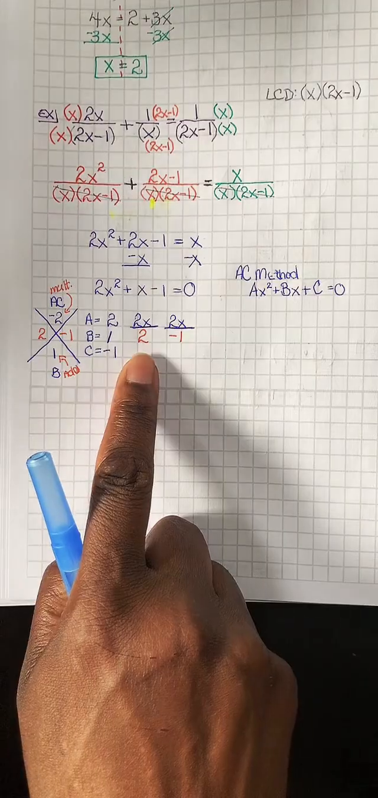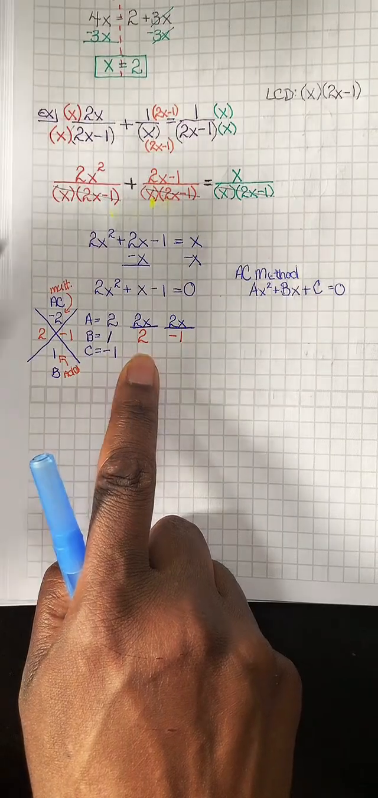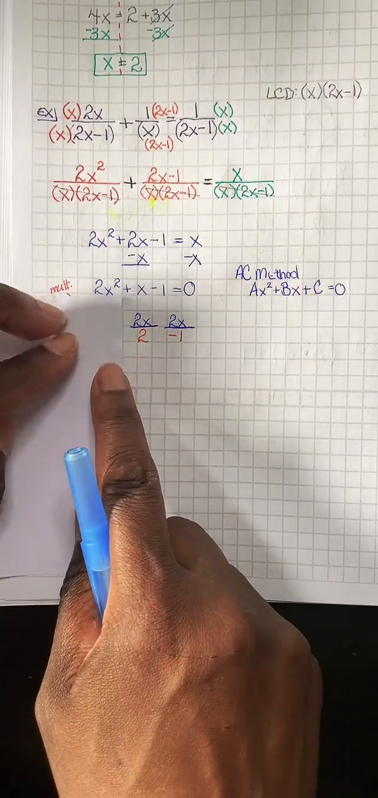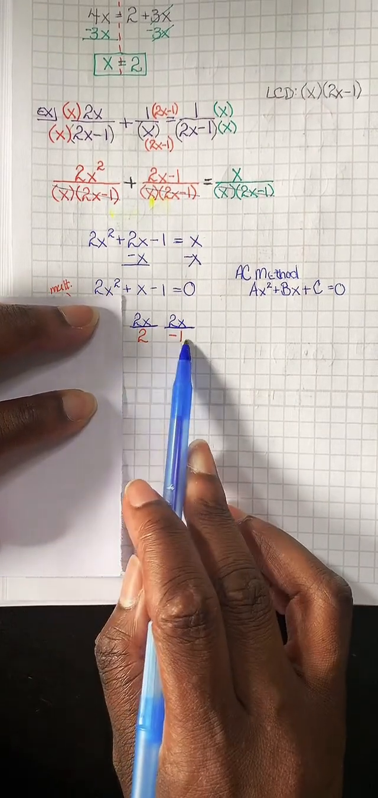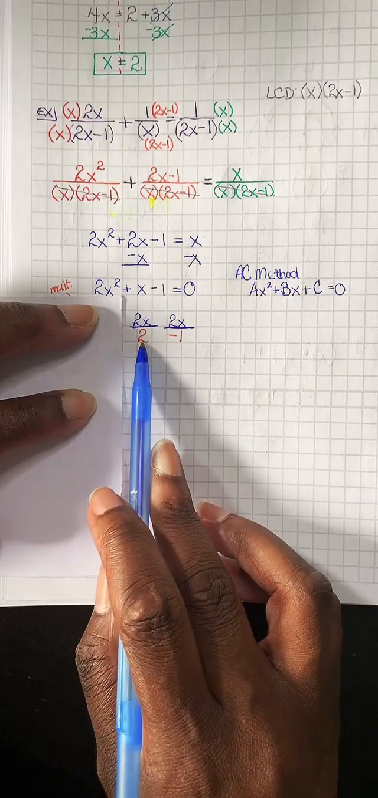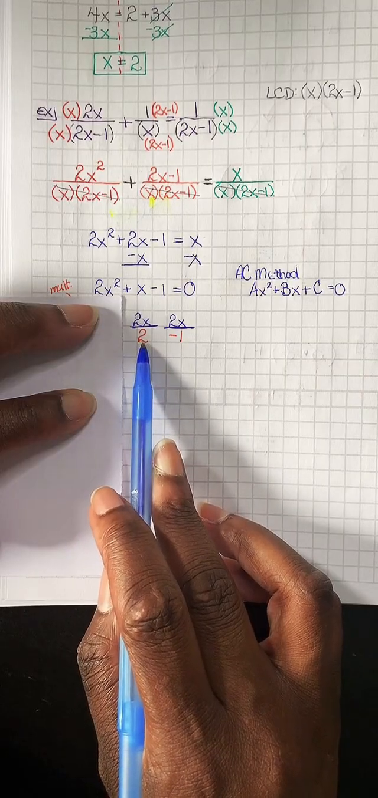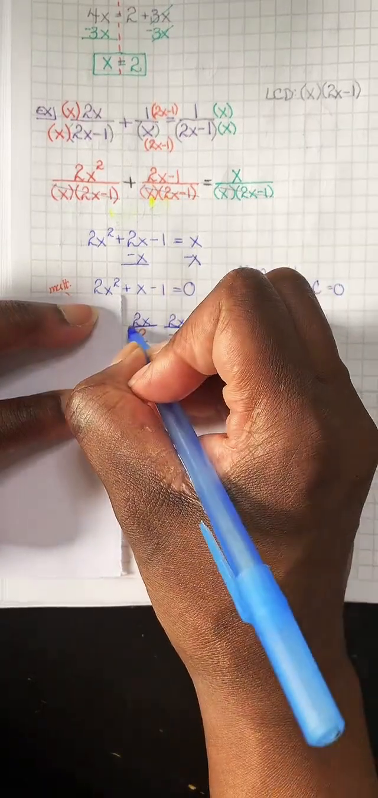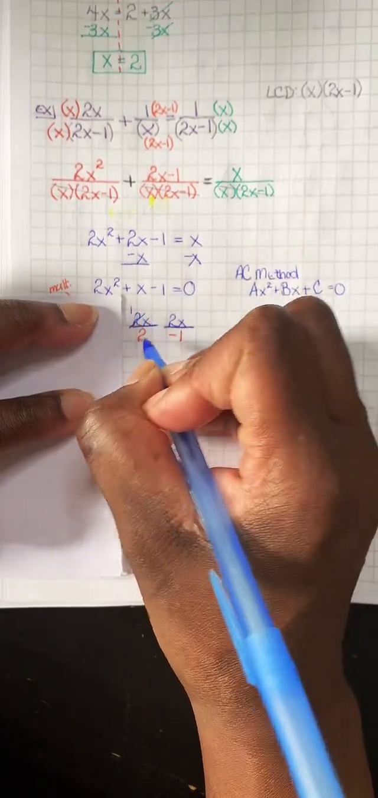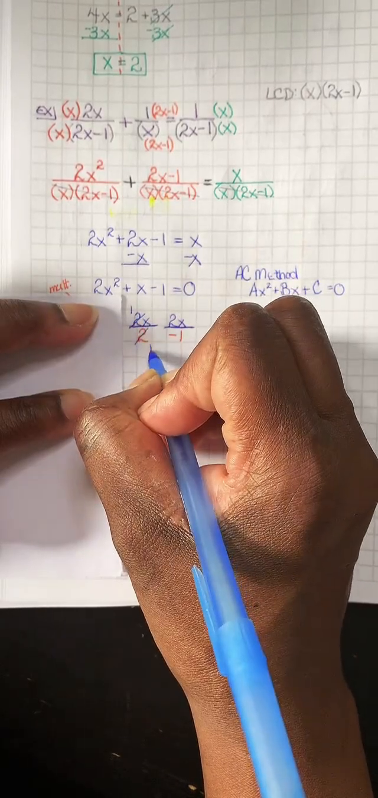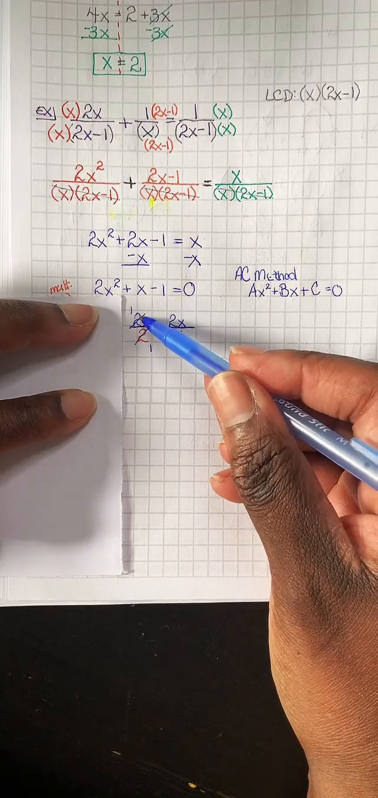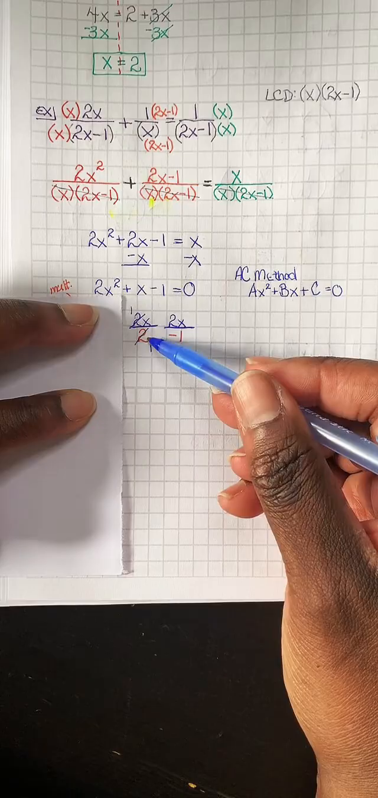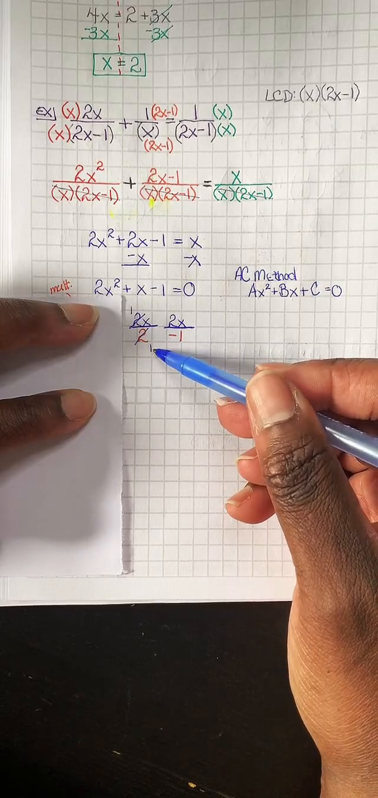So if you focus on each of these as fractions, this 2x over 2 could be reduced to 1 over 1, because they both have 2 in common. 2 divided by 2 gives me 1. Same thing, 2 divided by 2 gives me 1.